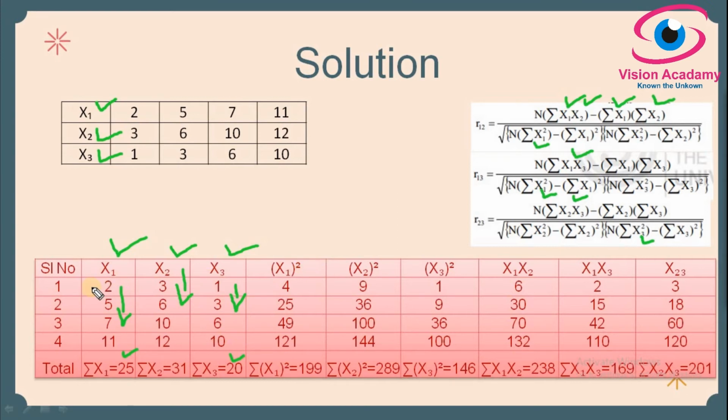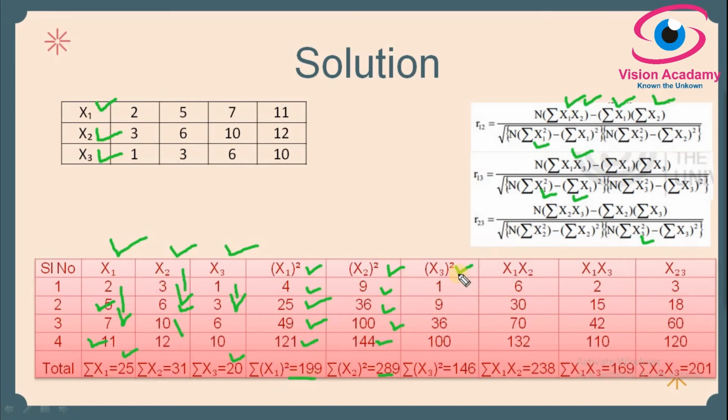Now we have to multiply each variable by itself, that is x1 square, x2 square and x3 square. Here 2 into 2 is 4, 5 into 5 is 25, 7 square is 49, 11 square is 121. So x2 square will be 3 square 9, 6 square 36, 10 square 100, 12 square 144. So summation x2 square is 289, summation x1 square is 199.